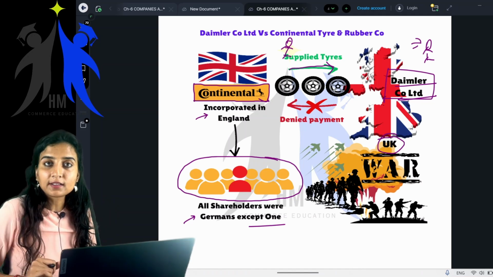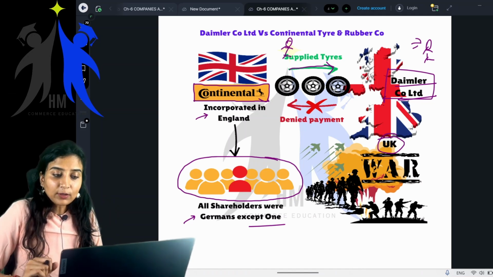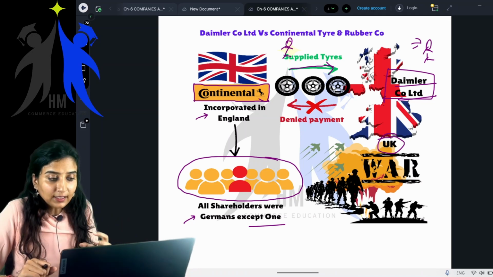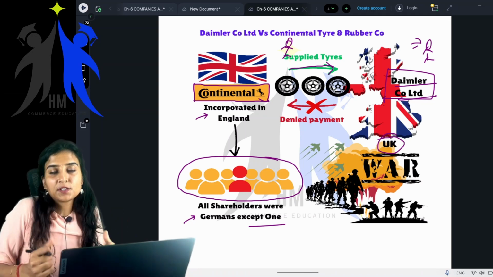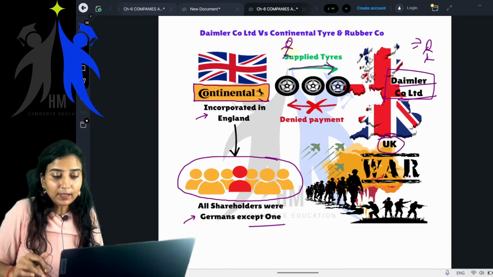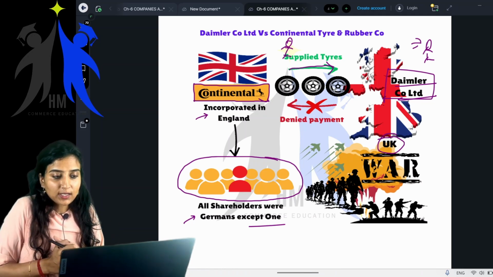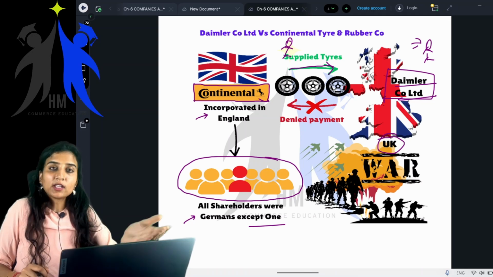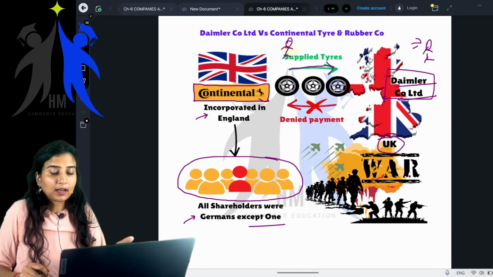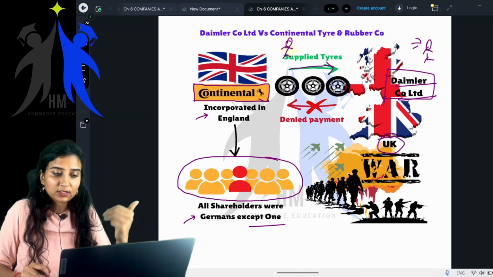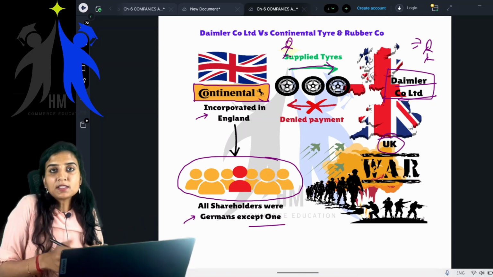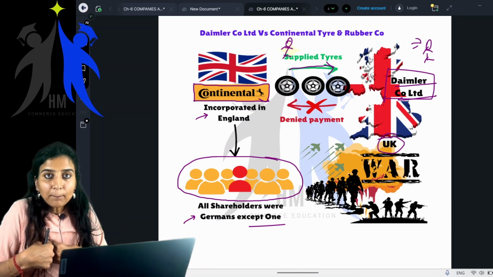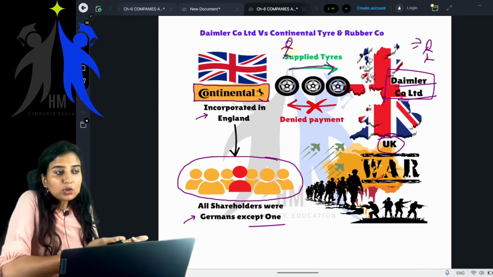To Continental Tires. It is telling that, okay, I understand that I have to make payment to you, but the thing is, now we are in a war kind of situation. World war is happening. Even all your shareholders are Germans. So basically, you're a German company, even though you're incorporated in England. All of your shareholders are German, and UK and Germans are enemies. So me being a UK company, we cannot pay you because you are an enemy company.